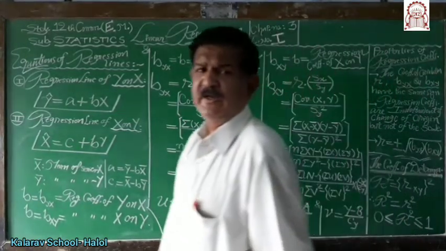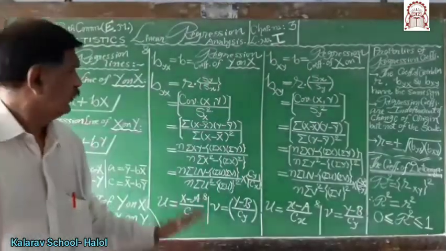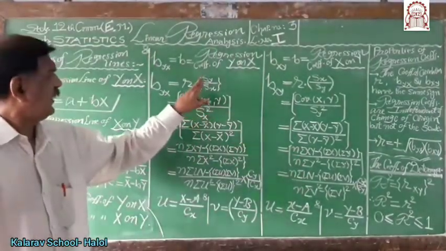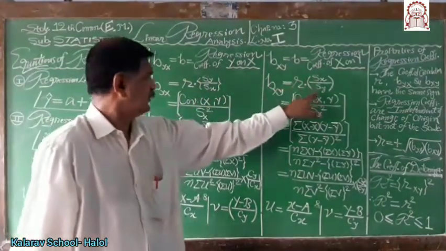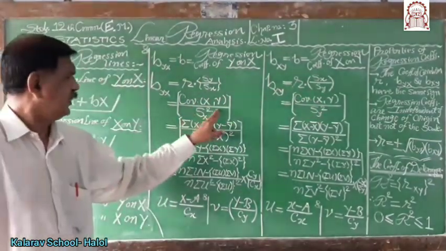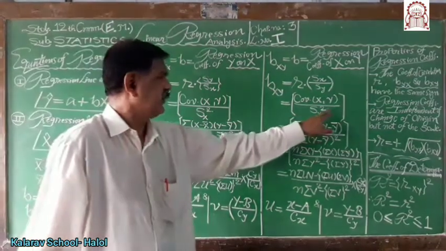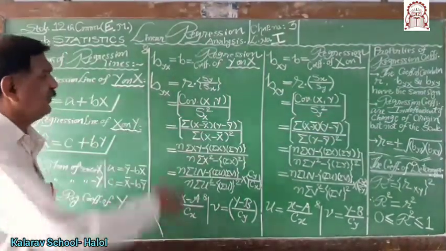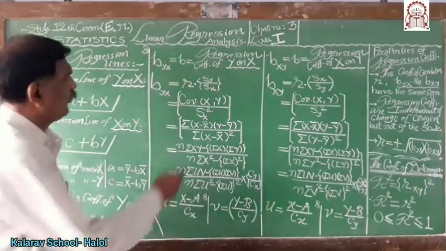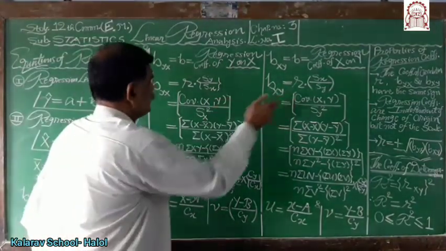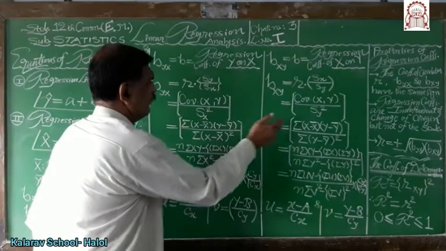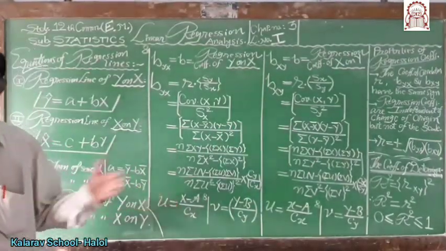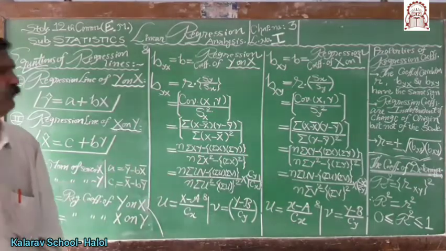Now, you can easily prepare the formula for this. Here sy upon sx, here sx upon sy. Here sx square in the denominator, this is sy square in the denominator. Therefore, the numerator remains the same. See, in each of the formulas, here covariance xy, covariance xy, then sigma x minus x bar into y minus y bar. In almost all formulas, the numerator remains the same, unchanged.